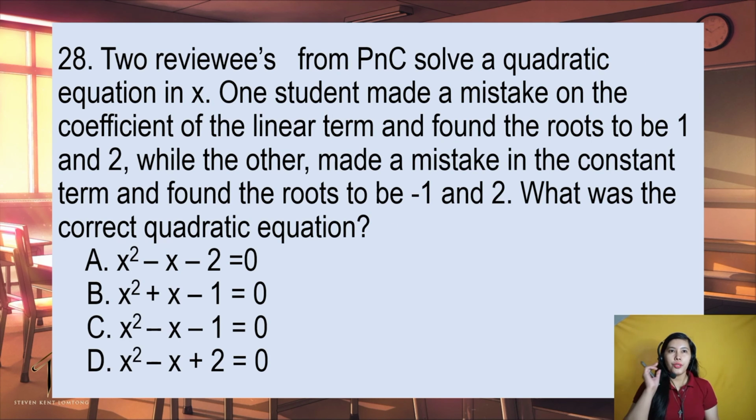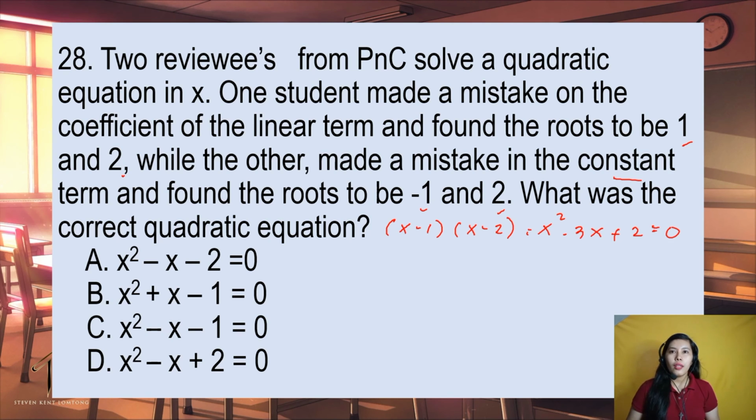Two reviewees from PNC solve a quadratic equation in x. One student made a mistake on the coefficient of the linear term and found the roots to be 1 and 2, while the other made a mistake in the constant term and found the roots to be negative 1 and 2. So what was the correct quadratic equation? So let's consider the first student. The roots are 1 and 2. So that's x minus 1, x minus 2. By FOIL method, we have x squared, negative 1 times x, negative 2 times x, that's negative 3x, plus 2, negative 1 times negative 2.